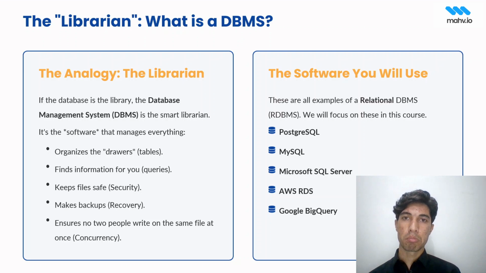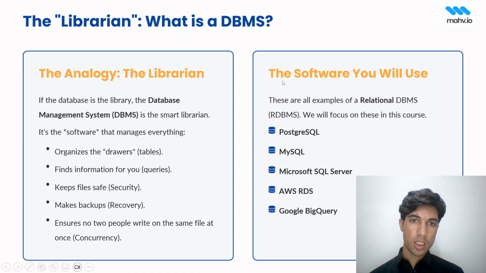So the database management system is a librarian. What a database management system does is it is a software that manages everything in the database, and some of its functionalities include organization of the tables, then finding information for you, querying for example, then keeping all the data safe, which is security, then recovery, making backups of the data, and then there is concurrency, which is basically to ensure that two people do not write on the same file at the same time to keep the data consistent.